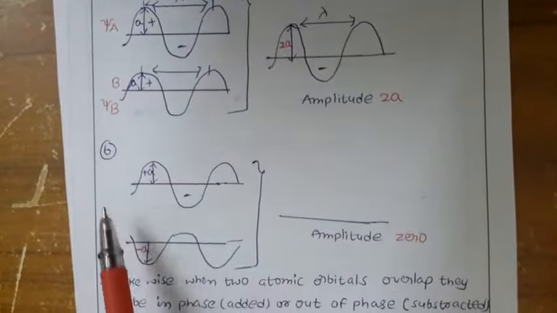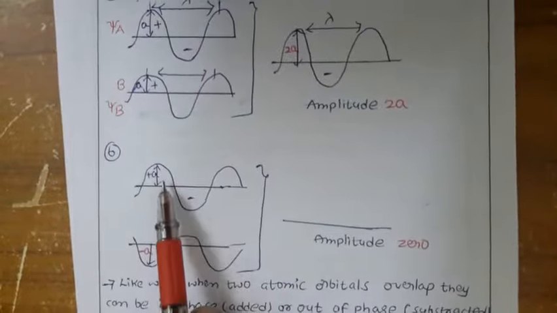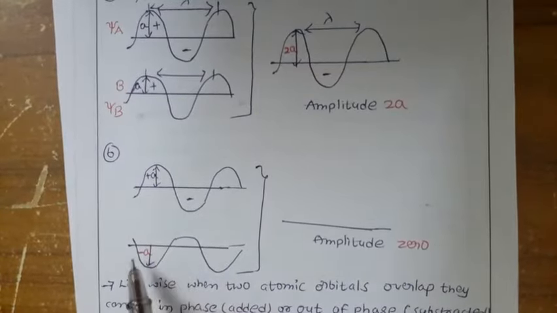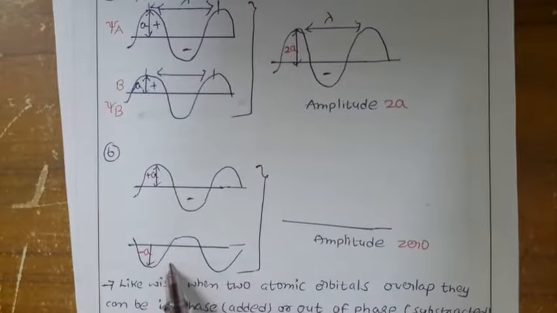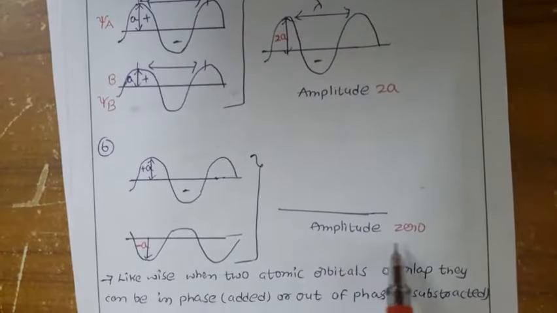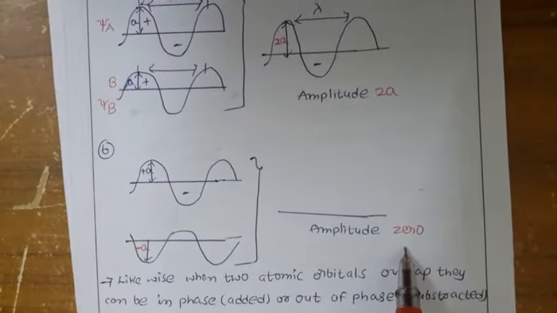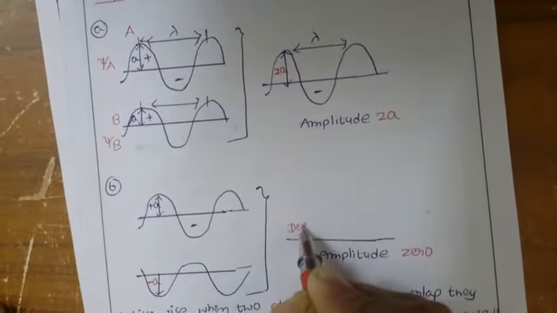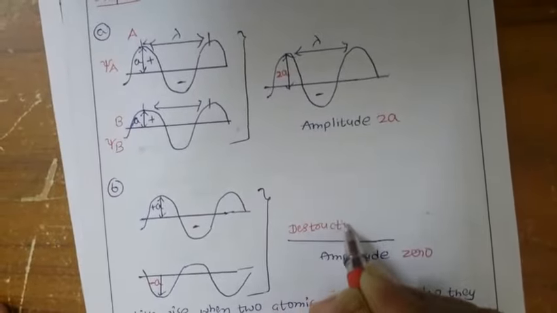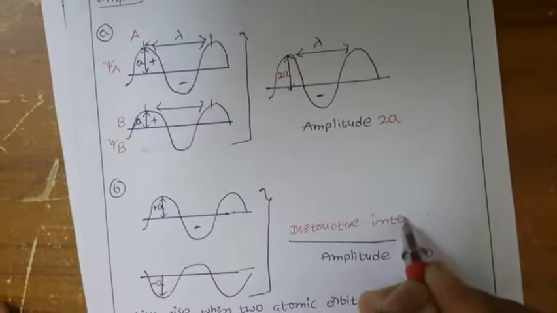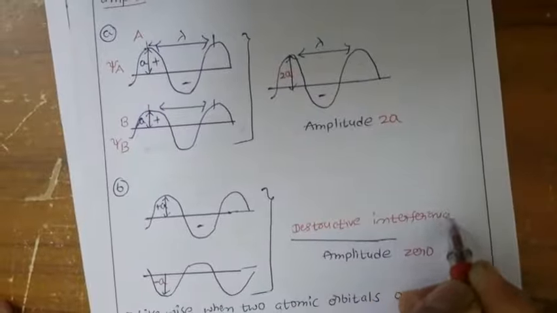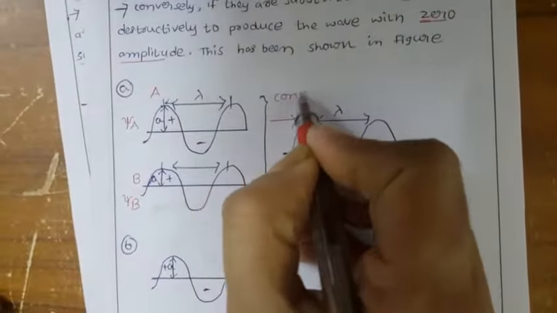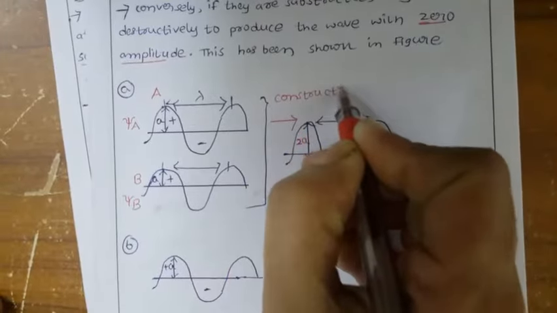Now come to destructive interference. If you see, the plus A interacts with the minus A, so they cancel each other. The amplitude is 0, and you get a zero wave. This is called destructive interference. And this one is called constructive interference.